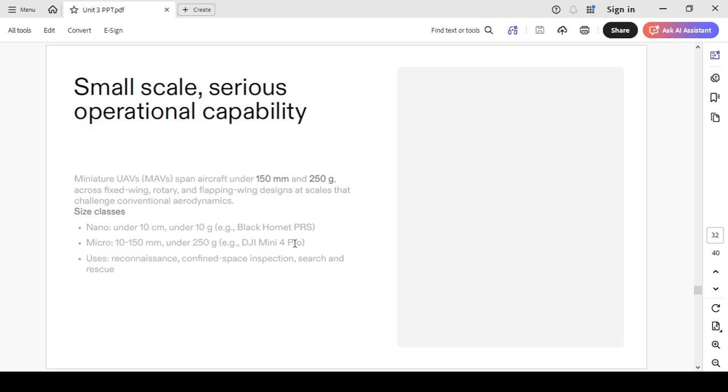Okay, so the classes or categorizations would be nano and micro. Nano comes under 10 centimeters and 10 grams. Micro comes under 100 to 150 mm, under 250 grams. Examples of this would be Black Comet PRS and DJI Mini 4 Pro.